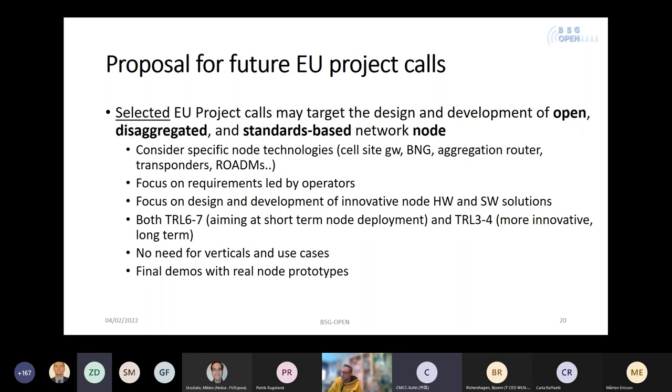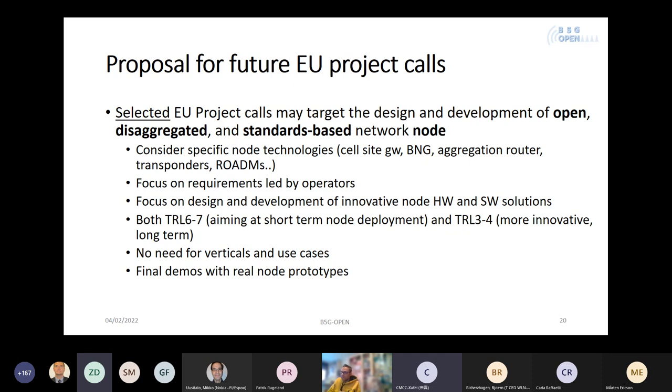We have worked in B5G Open, we are working on all these topics, but in the end, it's very few partners. Very, very few partners. For example, there is one partner working on the nodes. There are some partners working on the nodes, but that is not enough, really. If we really want to build the technology in Europe, we need to target the design and development of open disaggregated nodes.